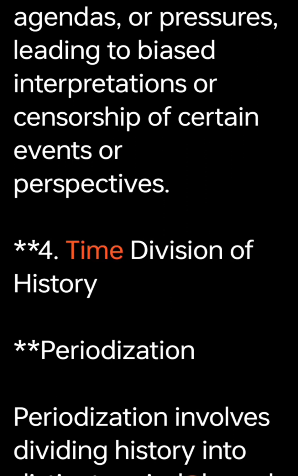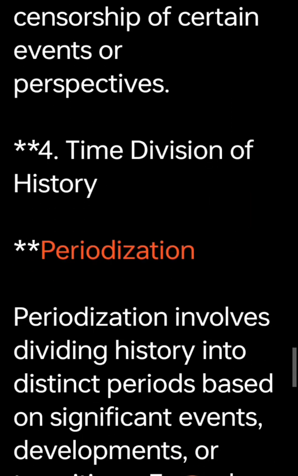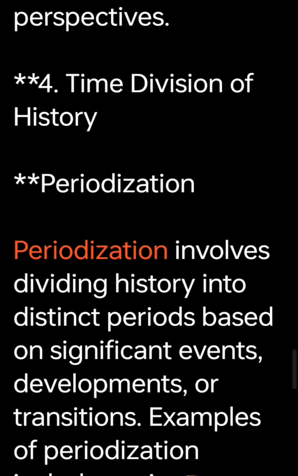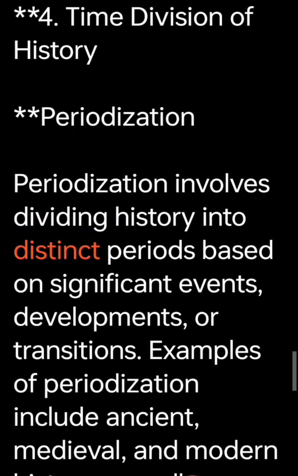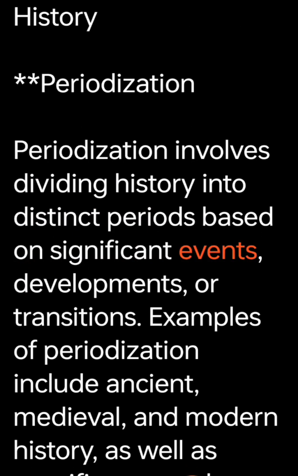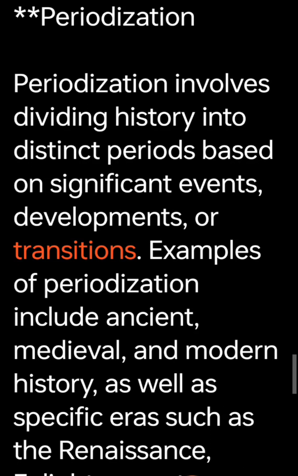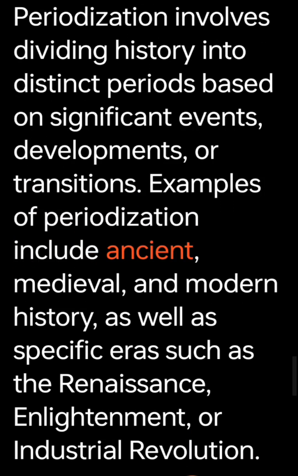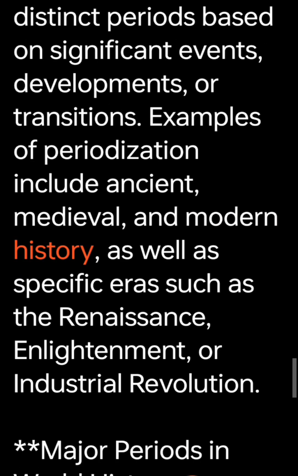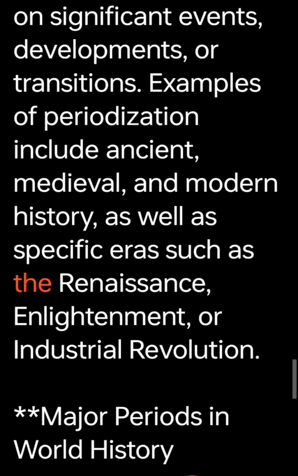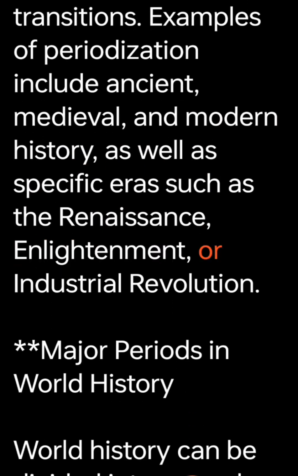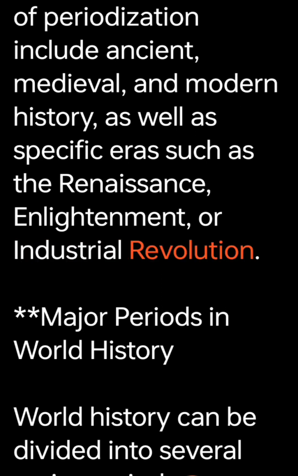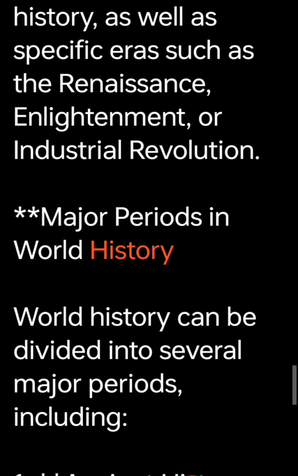4. Time division of history. Periodization. Periodization involves dividing history into distinct periods based on significant events, developments, or transitions. Examples of periodization include ancient, medieval, and modern history, as well as specific eras such as the Renaissance, Enlightenment, or Industrial Revolution.